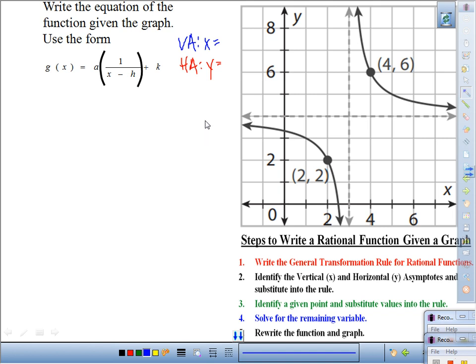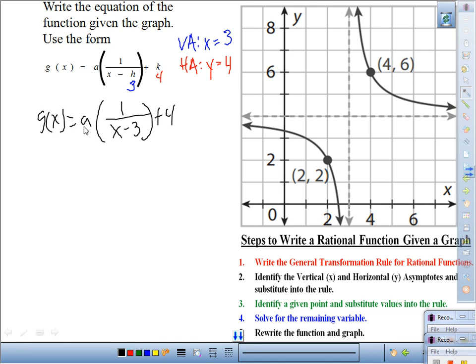Jasmine, our vertical. Close. And our horizontal, 4. Hands if you got that. That is correct. So we substitute those in here. Instead of h, what goes there? 3. And instead of k, what goes there? 4. So my new function is g of x equals a, parentheses, 1 over x minus 3 plus 4.